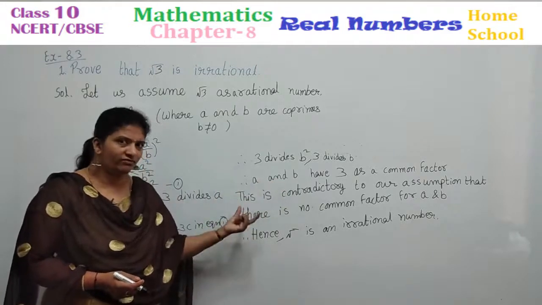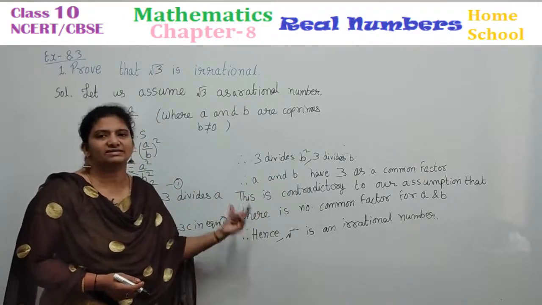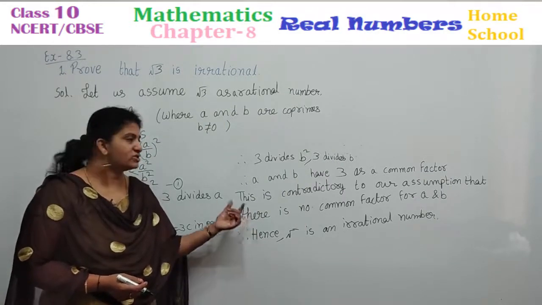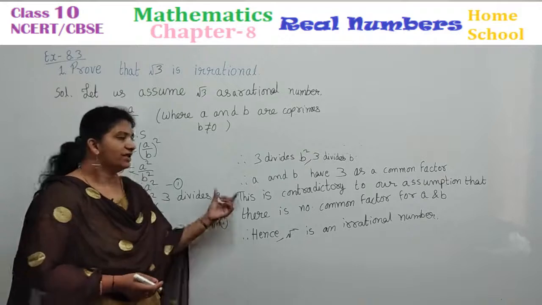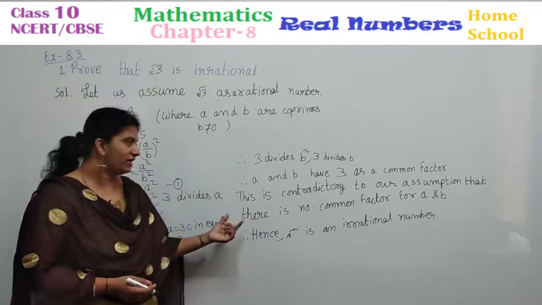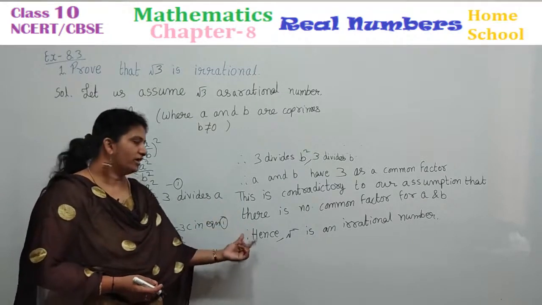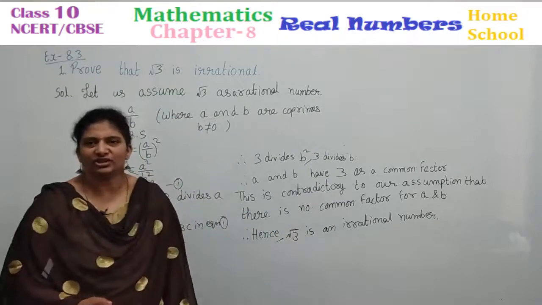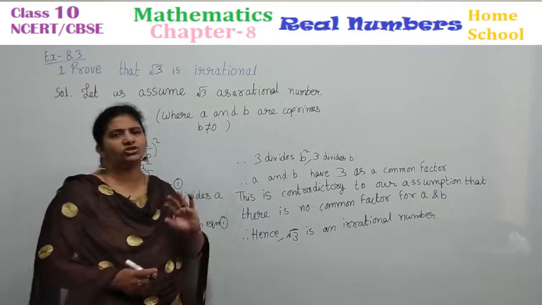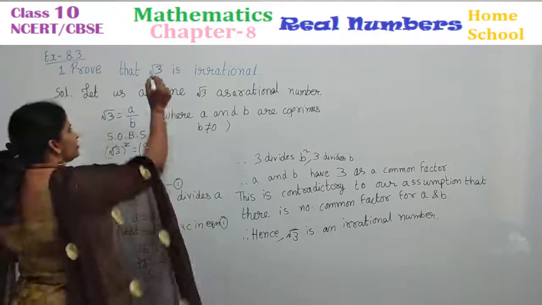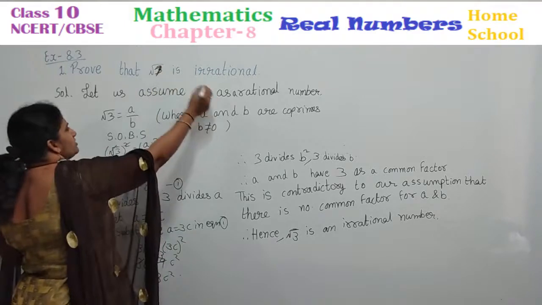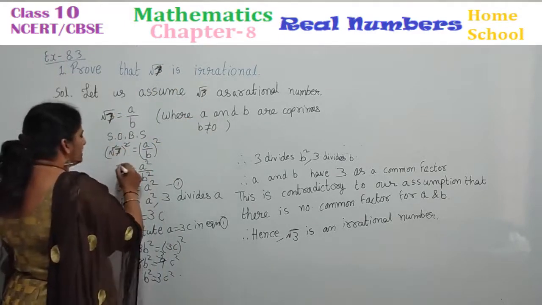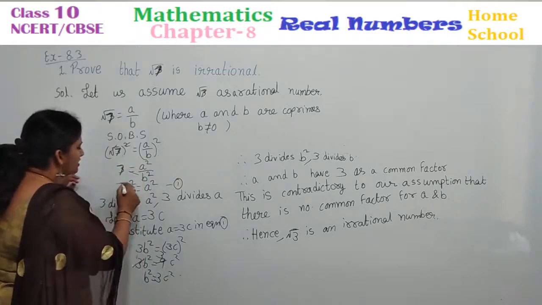If we have a common factor, we say that it is not a rational number. Therefore, it is an irrational number. Our assumption is wrong. Therefore, hence, root 3 is an irrational number. Similarly, no change, children. Suppose if they ask you root 7, same manner, wherever you have 3, just go with 7. Look here how I am changing.